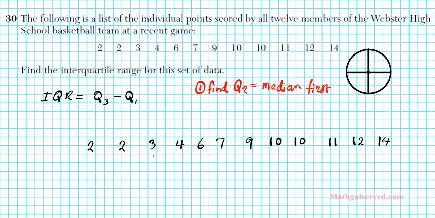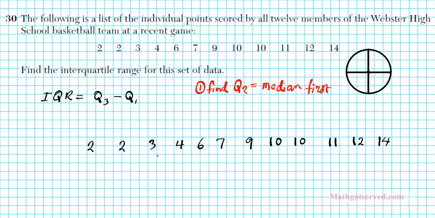So the first thing we must do is split this data set by the median into 2 halves. Then we're going to have the lower half and the upper half. The median of the lower half will be Q1, and the median of the upper half will be Q3. First step, let's find where the median is in this data set.